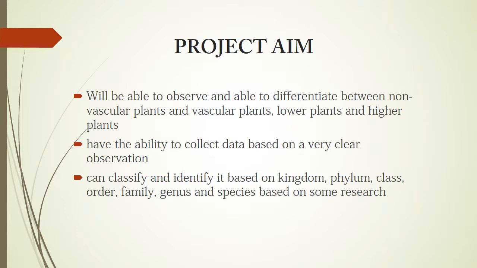Aim. We will be able to observe and differentiate between non-vascular plants and vascular plants. Lower plants and higher plants have the ability to collect data based on very clear observation, which we can clarify and identify based on kingdom, phylum, class, order, family, genus, and species based on some research.